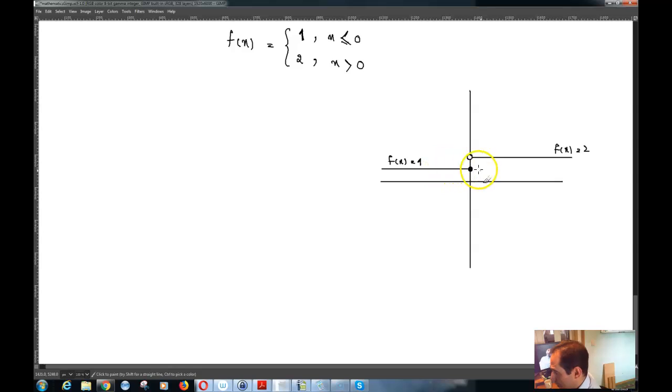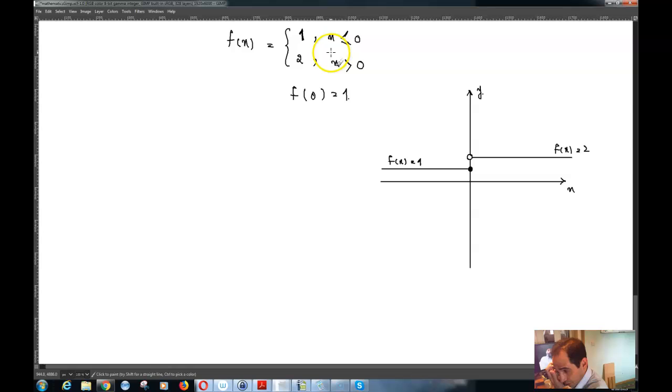So that means that the output of this function at x is equal to 0 is 1. As you can see, the output of the function at x is equal to 0, f of 0, is equal to 1, as dictated by this clause over here.